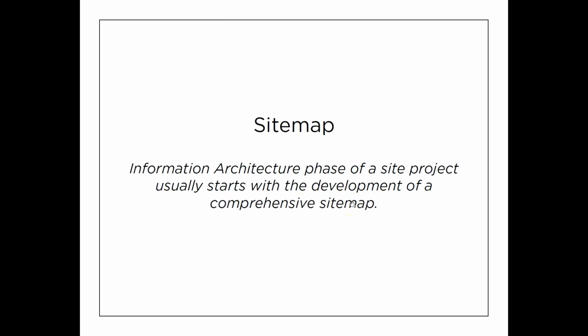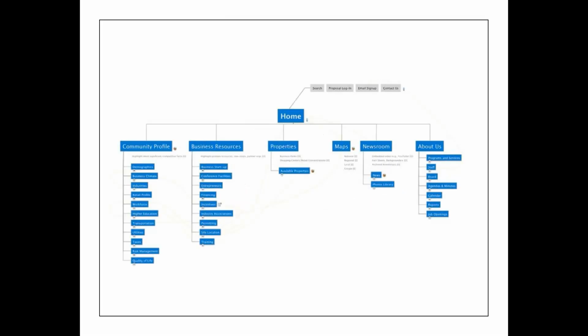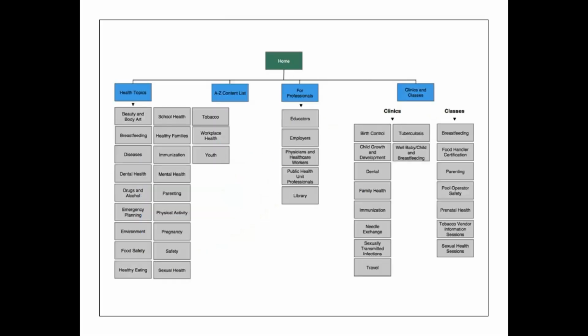All right, site maps are the information architecture phase of a site project. It usually starts with the development of a comprehensive site map. So most site maps like this show up as home, and then it leads to community profiles and business resources and properties, maps, newsrooms, and about us. But then from there, it actually breaks off into other things. So that is what a site map does. It breaks down all the pages and where people are to go for certain information.